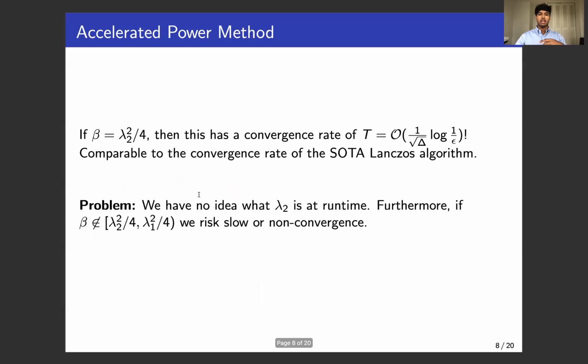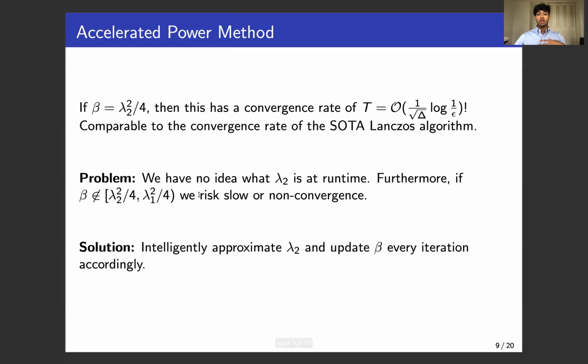So there's a caveat here. We can only achieve this state-of-the-art convergence rate if beta is set correctly to this lambda sub 2 squared over 4. However, we don't know what lambda sub 2 is at all at runtime. We're running an eigensolver to begin with to approximate the first eigenvalue. And once we have the first eigenvalue, maybe we can get the second eigenvalue, but we have no idea what any of the eigenvalues are at runtime. So we like the convergence rate, but as it is, it's not too practical.